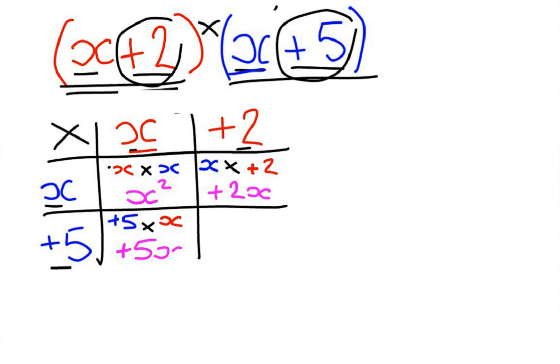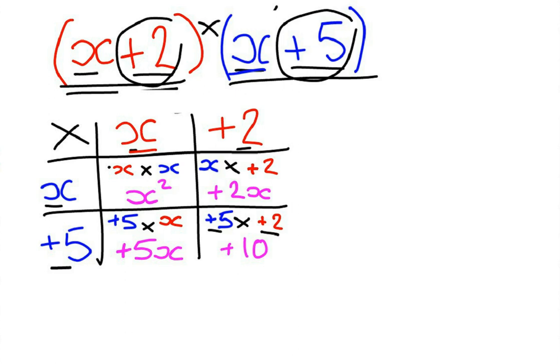And then finally, in the bottom right hand box, we are going to do plus 5, and we're going to multiply that by plus 2. Remember, a positive times another positive will give me a positive, so that's going to come out as plus 10.